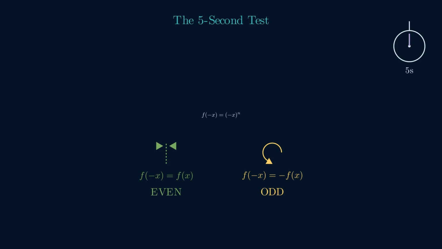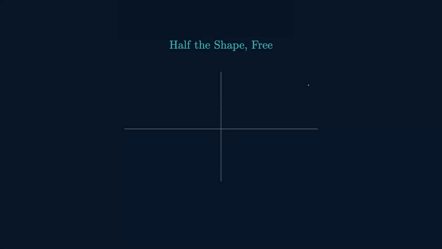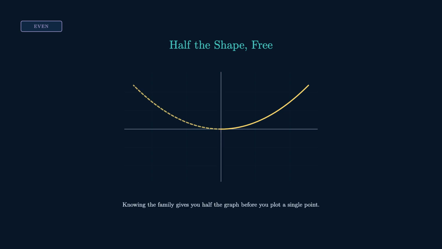That check pays off immediately. Here's the payoff. Plot the right half of an even function, and the left half comes free. Swapping x for negative x changes nothing, so it folds straight across the y-axis. You've drawn half a graph and gotten a whole one. Odd powers do the same trick, spun through the origin instead.